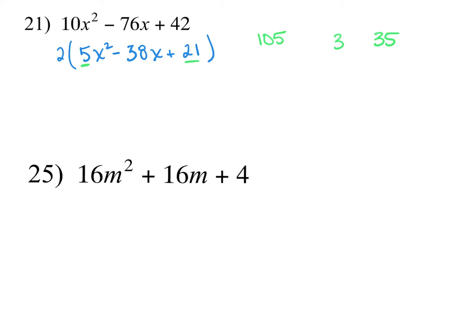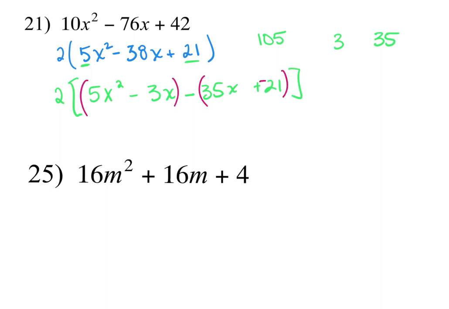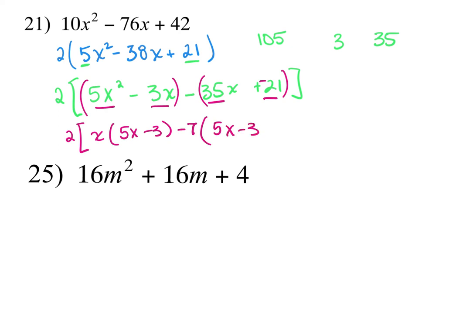All right, so I'm going to leave this 2 out here. That's part of my answer. I'm going to rewrite this inside 5x squared minus 3x minus 35x plus 21. And then I'm going to factor by grouping. Remember, when you group behind there, you need to change the last one. What do I have in common with the first group? Just an x. I'm left with 5x minus 3. What do I have in common with the second group? A 7. I'm left with 5x minus 3. And then I'm ready to go to the end. My 2 is part of my answer, 2 times 5x minus 3 and x minus 7.